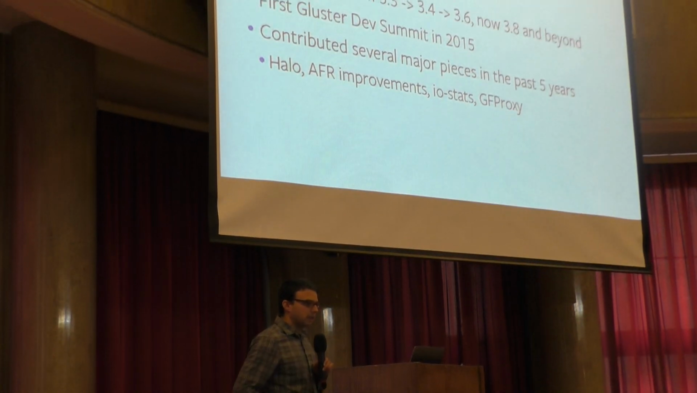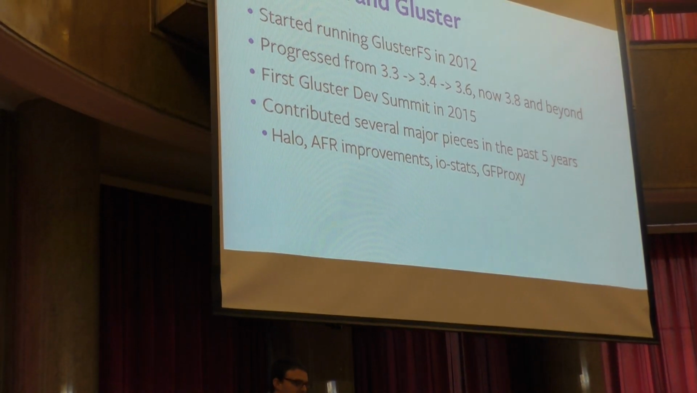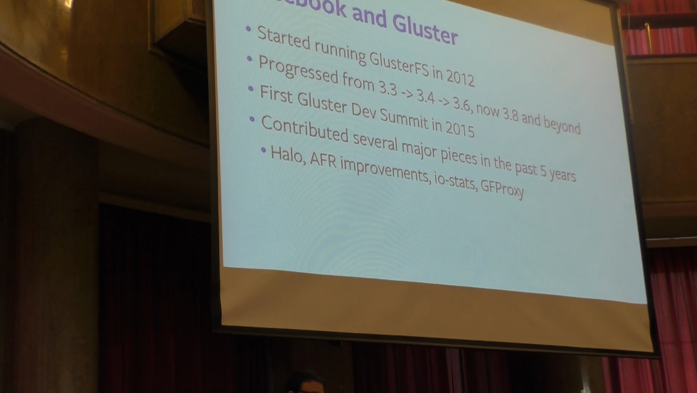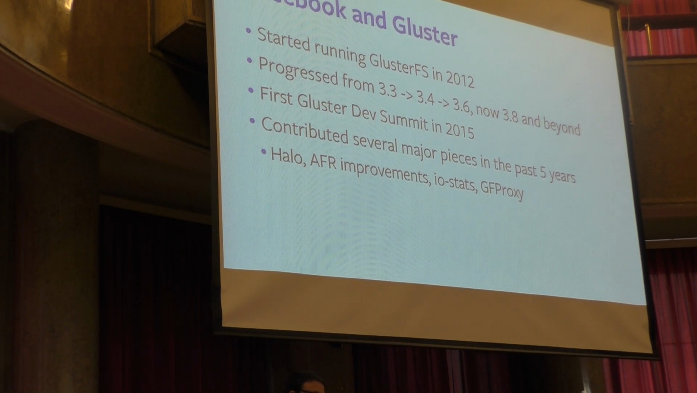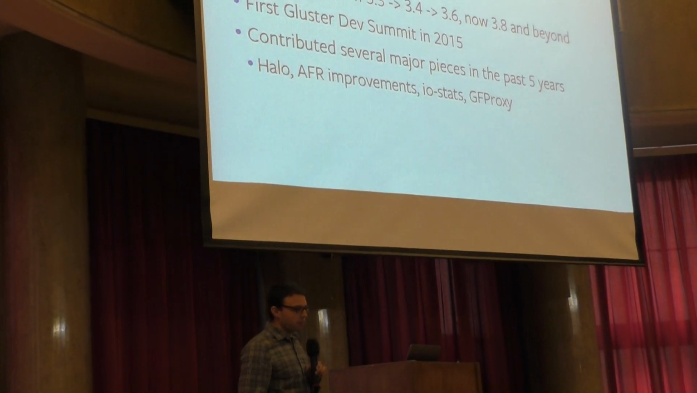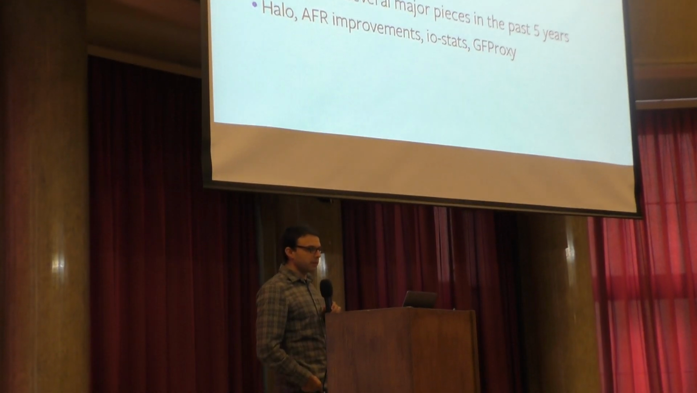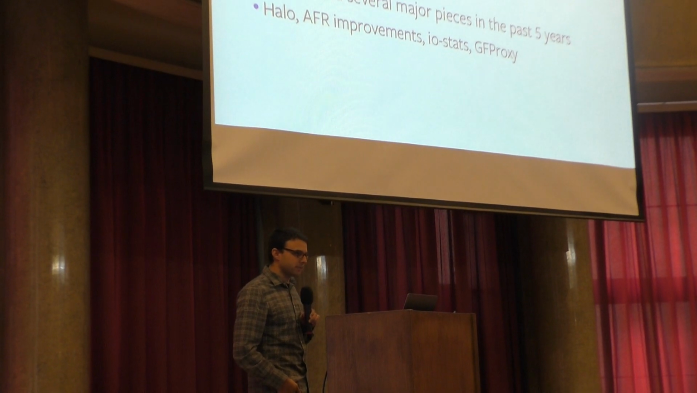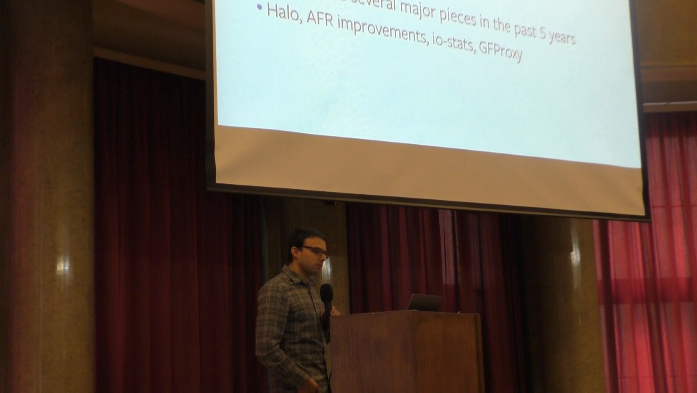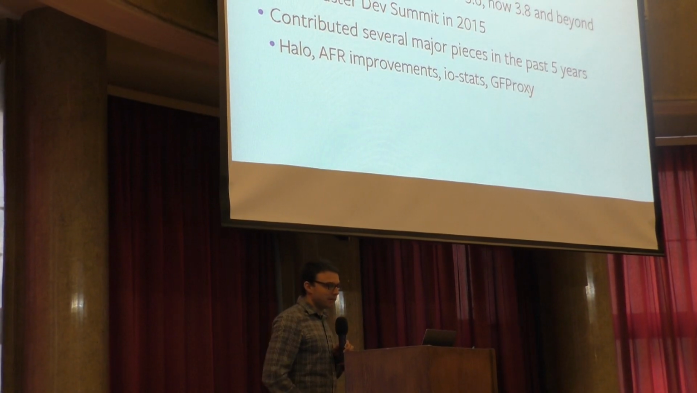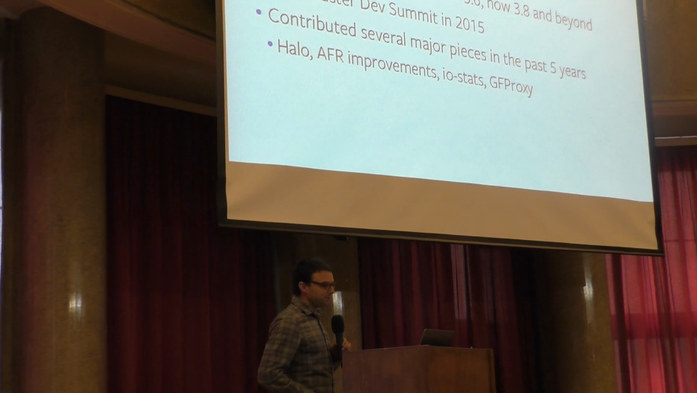So, Facebook started running GlusterFS in earnest in 2012. We started looking at it the year before. We started out in production at 3.3, and then we moved to 3.4. And then after quite a bit of work, we got ourselves onto 3.6 by moving our patches there. And now we're looking at 3.8. I know these are low numbers, but this is where we're coming from.